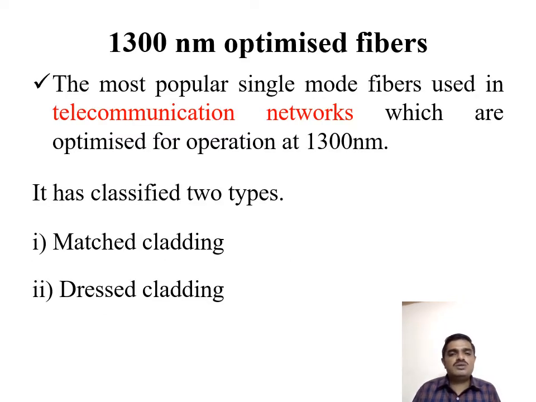The first one is the 1300 nanometer optimized fiber. These are the most popular single mode fibers used in telecommunication networks. For telecommunication networks, we use this 1300 nanometer fiber, which is optimized for operation at 1300 nanometer. It has two major types: the first one is matched cladding, and the second one is depressed cladding. Now, in the next slide, let us discuss the pictorial representation of these.